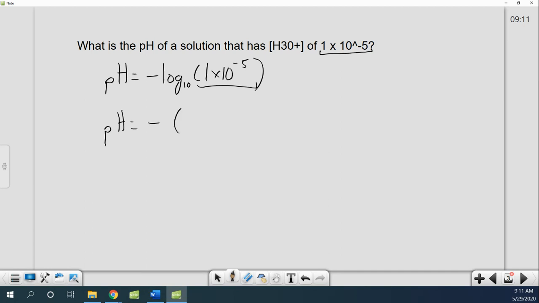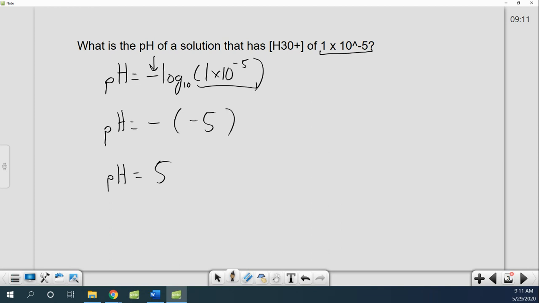Equals the negative of negative 5. This is one where you don't have to worry too much about the negative sign. It's a pH. You know it's going to be between 0 and 14, right? If your answer is negative, you forgot this. You just turn it positive and you're good to go. It is exceptionally rare to get a negative pH.